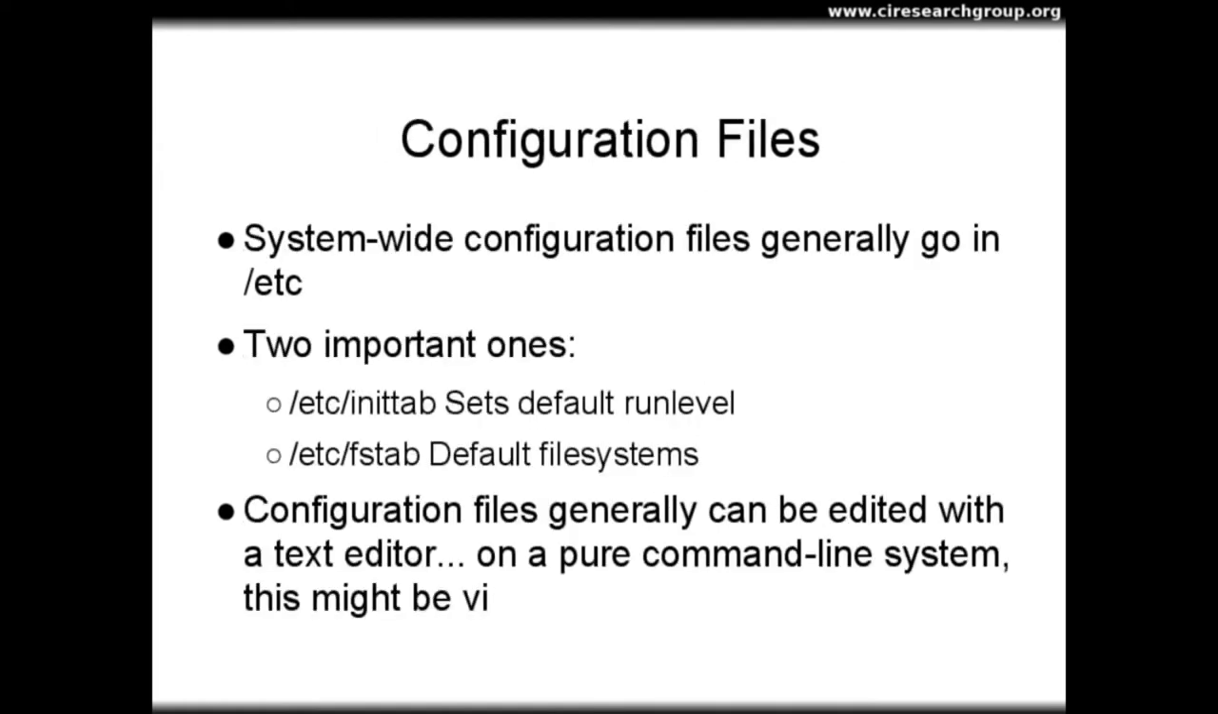Now, as mentioned a moment ago, system-wide configuration files generally go in /etc. Two important examples of files in /etc include /etc/inittab, which sets the default run level, or whether the system's going to boot into text mode or graphical mode, and /etc/fstab, which contains the file system table, indicating to the kernel where to find different file systems that need to be mounted at boot time. Configuration files in general on Linux can be edited with a text editor. On a pure command line system, this might be the vi text editor. vi is the one text editor that is generally expected to be present on any Unix system.